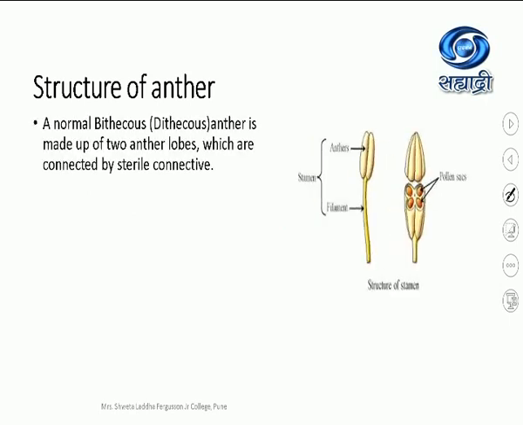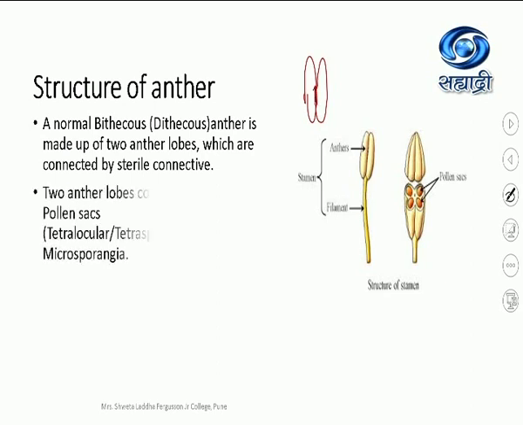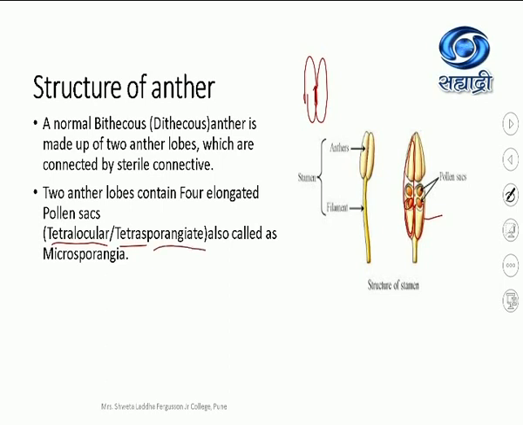A normal bithecous, that is dithecous anther, is made up of two anther lobes, 1 and 2. Such anther lobes, if there are 2 in number, we call dithecous or bithecous, and they are connected by a sterile connective. The 2 anther lobes contain 4 elongated pollen sacs. Look at this picture. You can see 4 pollen sacs and they are elongated, even when a cross section is taken. Just imagine they run from end to end. So there are 4 elongated pollen sacs. As there are 4 in number, we call it tetralocular. Tetra means 4. Sporangiate, because they are going to form the microspores.